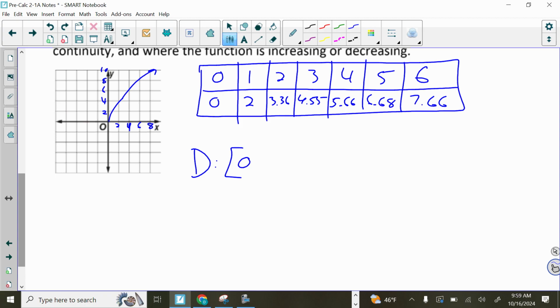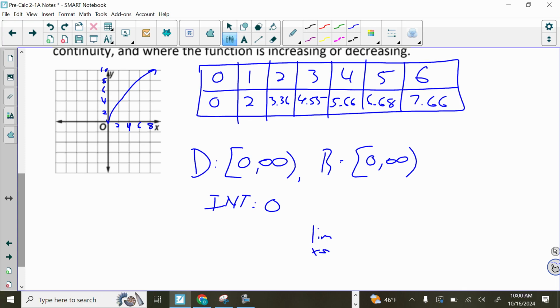Domain. Again, we include 0 here, and then it's all positive numbers, so it's 0 to infinity. Your range is also going to be the same because we don't go below the x-axis, so it's 0 to infinity. Brackets, though, right? Brackets, because we do include 0. We have an intercept at 0. A limit, again, I'm restricted to just positive numbers, so I really don't have to talk about x approaching negative infinity. So as x approaches infinity, what's the limit of f of x? It's equal to infinity. It's going to keep going in this direction here.